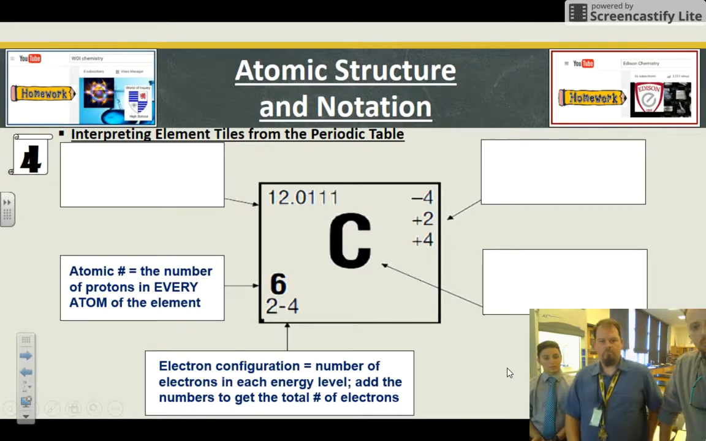This is the electron configuration. So we know that there are 6 electrons because there are 6 protons in the neutral atom, but we want to know where those 6 are. So that's what that number says, that there are 2 in the first level, 4 in the next one.